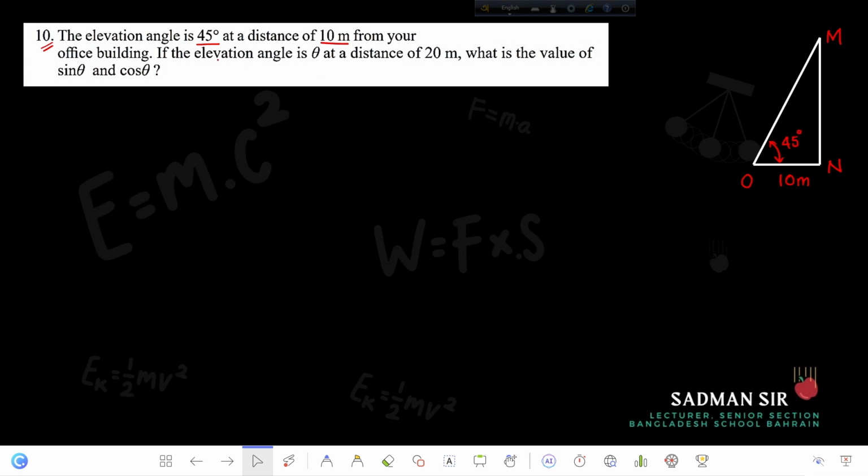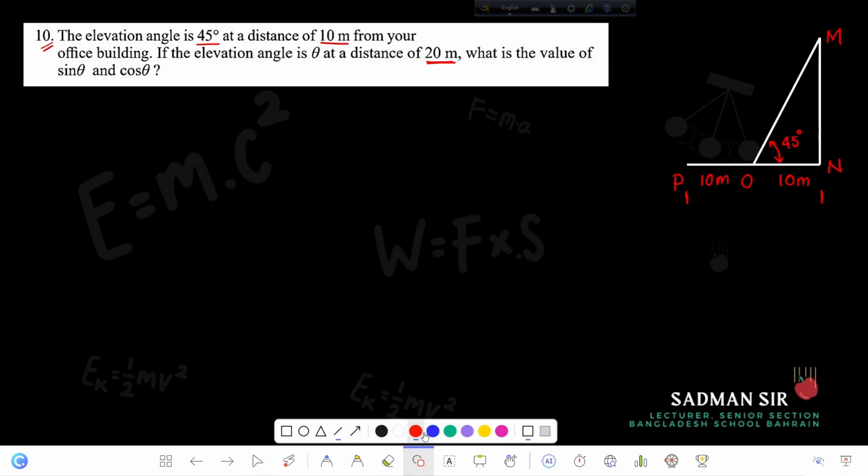Good. Now the elevation angle is theta at a distance of 20 meter. So we are already 10 meter away. If I go 10 more meter, then I will get the point which is 20 meter in total from the office building. Correct or not? So let us say we moved a little bit farther and we got to this point. Let us name this one as P. This is also another 10 meter. So from P to N the total distance is actually 20 meter. We will just join it by a straight line.